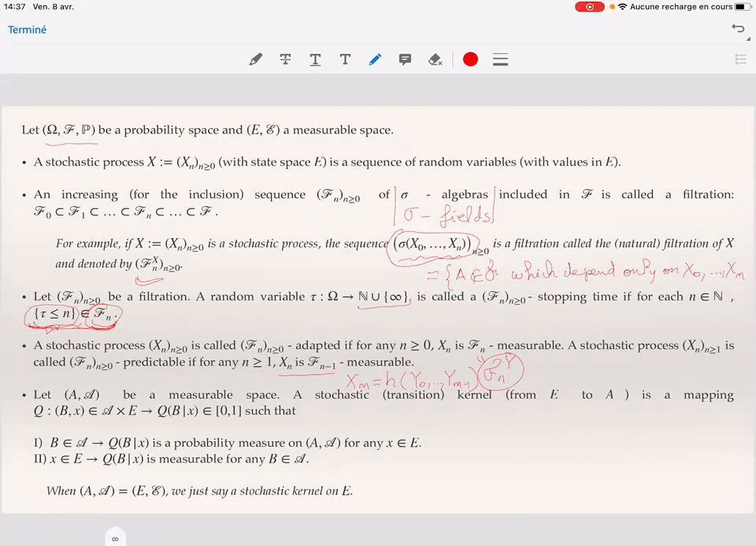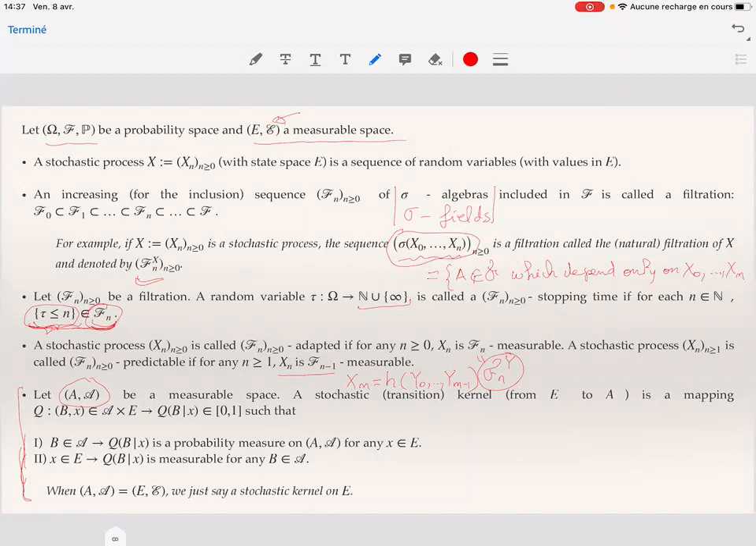Okay, and the last notion, which is very important and that I will use several times, is the notion of a probability transition, or stochastic transition kernel. So what is it? You take two measurable spaces. The first is E, with some sigma field, calligraphic E. And you take some other measurable space, A, and the stochastic kernel.